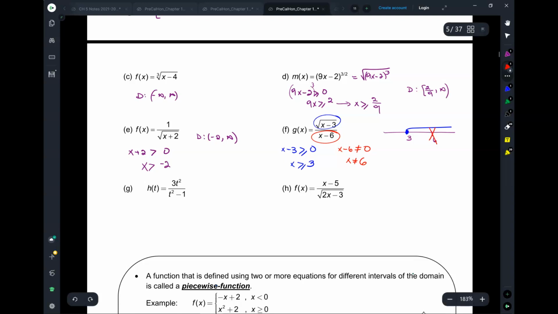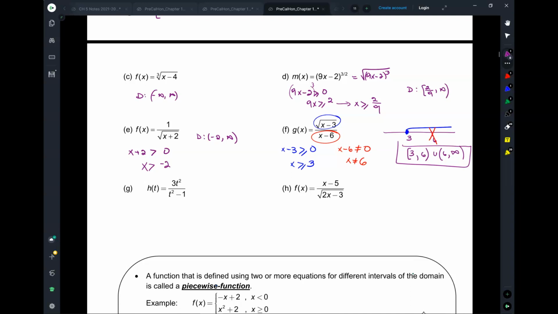So the way I'm going to write that is the numbers from 3, including 3, to 6, but not including 6 are okay. And then after 6 to infinity are okay. Do you see what a convenient way that is of writing that, right? Sorry, I just need to reduce some of this clutter. It's making me antsy. All right?